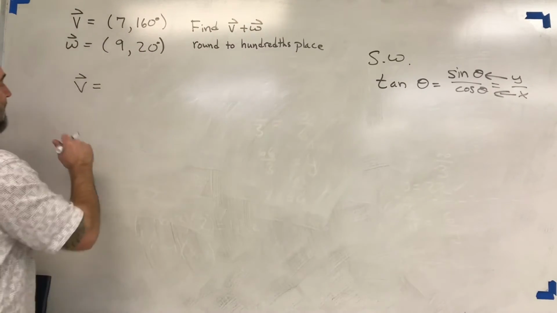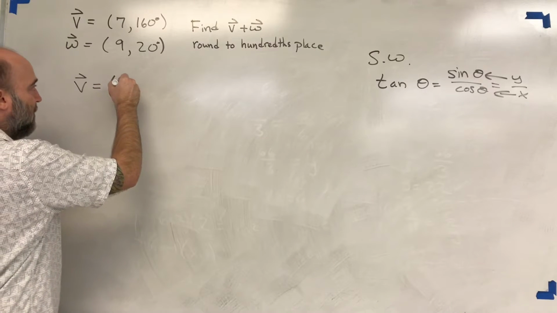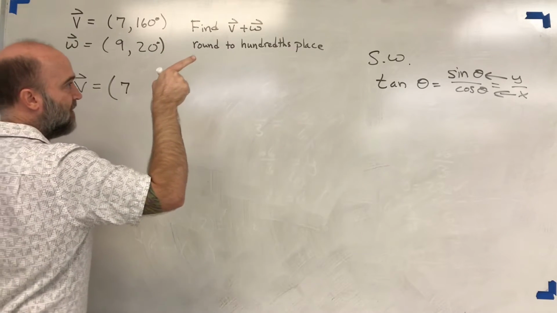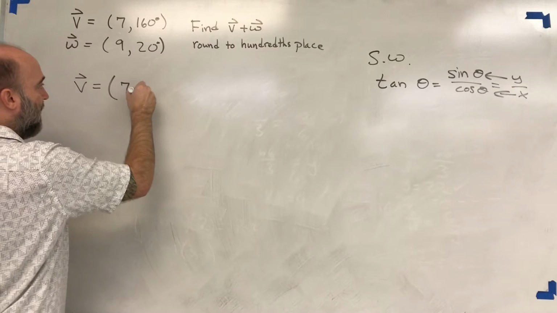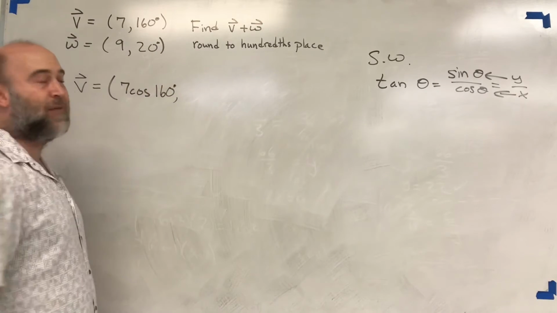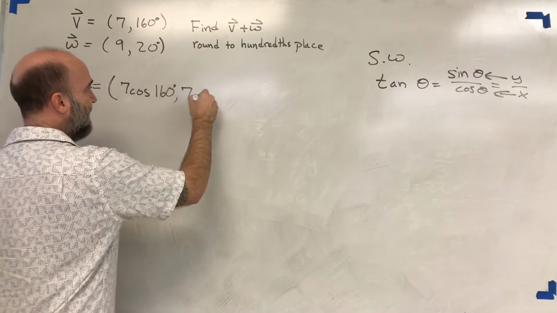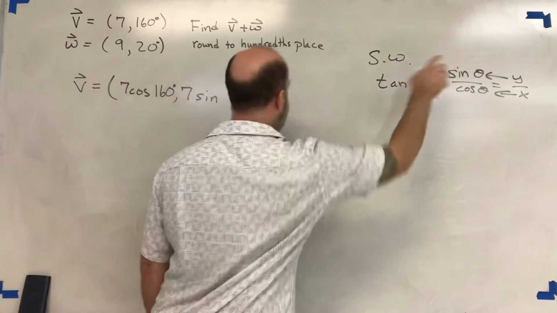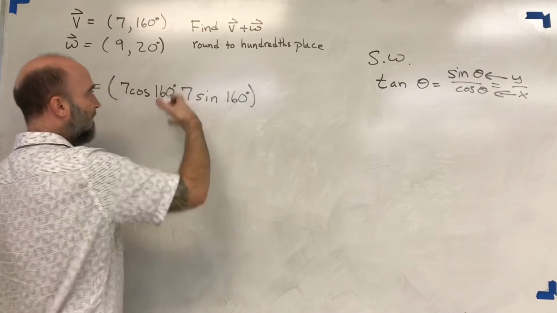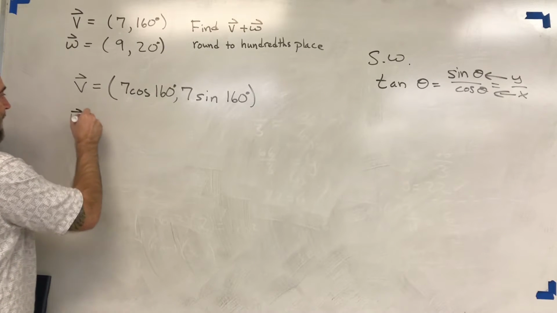So when I represent the v vector in terms of its components, we're going to do the magnitude of it. The magnitude for v is 7 times its x component, cosine of its direction, 160 degrees. We do the same thing for the y component. Same magnitude for v, and it's a sine that represents the y component, and in this case, the direction is 160 degrees. And this is just typed in on our calculator. I'm going to go ahead and do w also, get that out of the way.